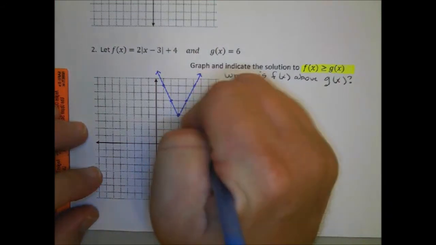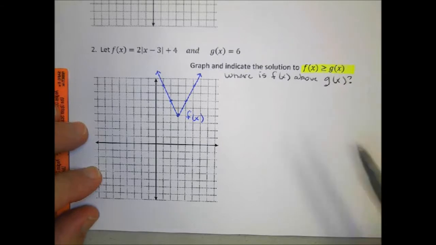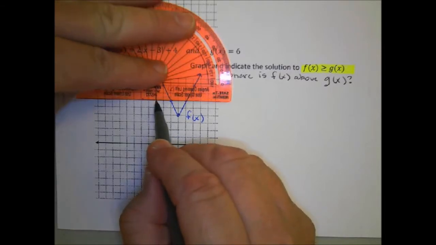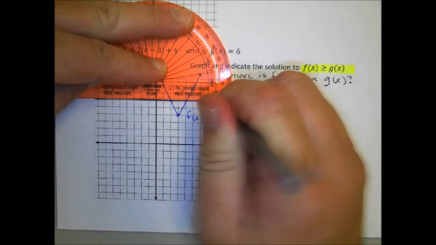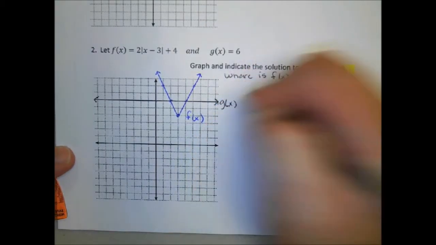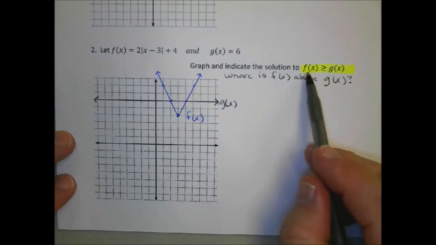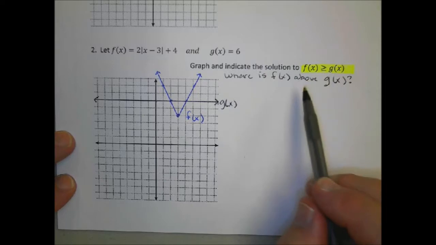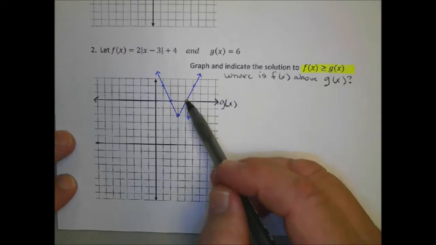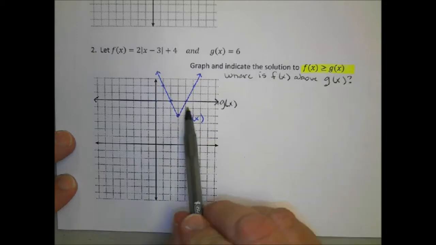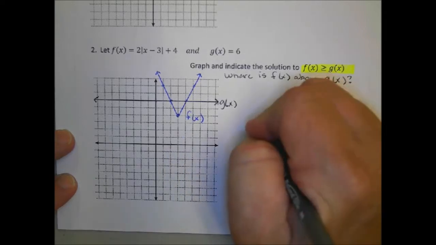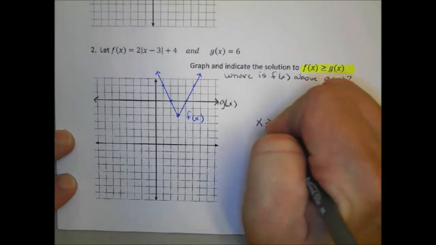There's my f of x function. Now the g of x function is a constant at 6. So it's a horizontal line that goes through y equals 6. So there's my g of x function. Now this is just saying where is f of x greater than or equal to g of x. So it's saying where is the f of x function, the blue function, above the g of x function. Well, it's actually in 2 different places, this place and that place. So this one is represented by all x values that are greater than or equal to 4.